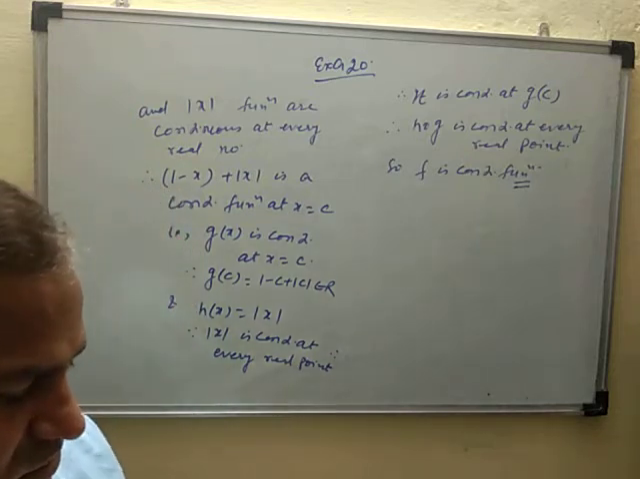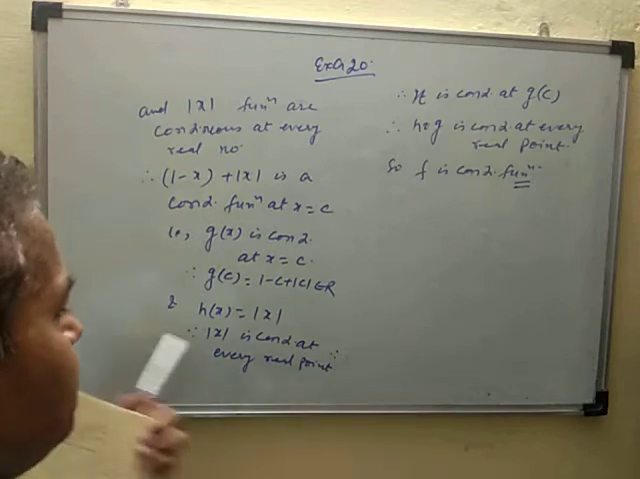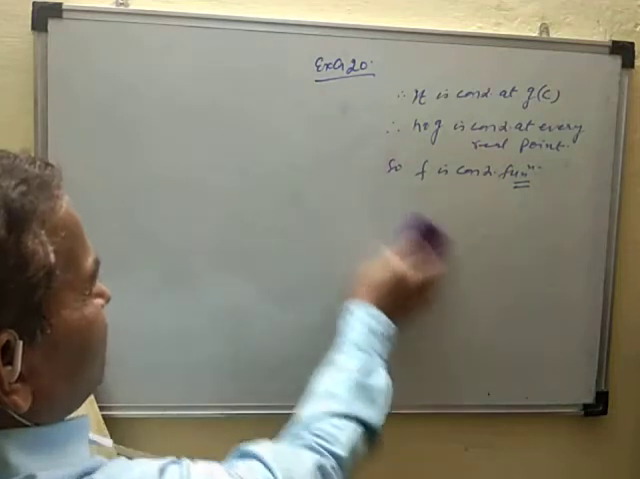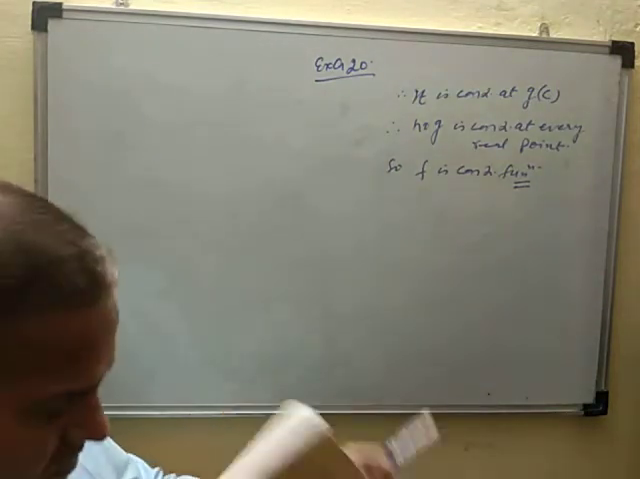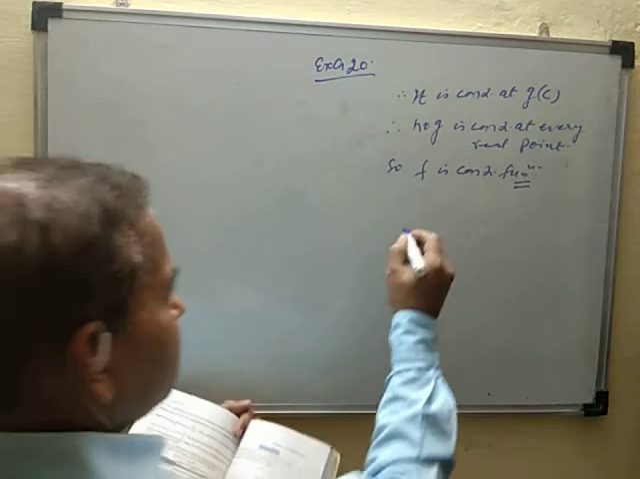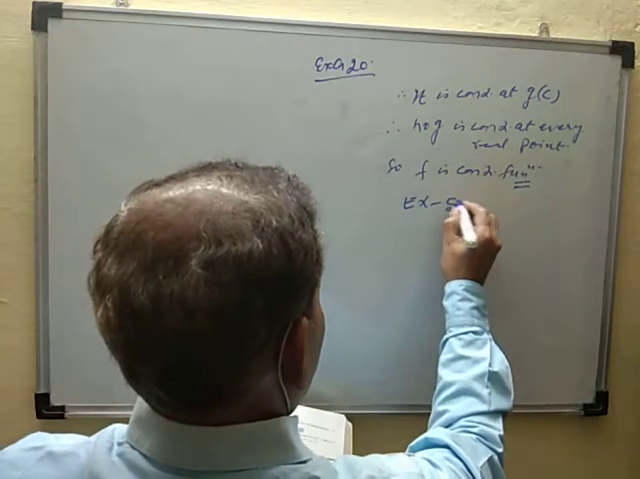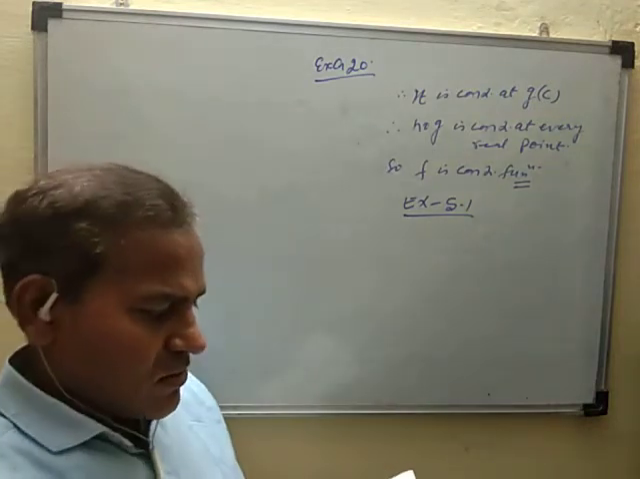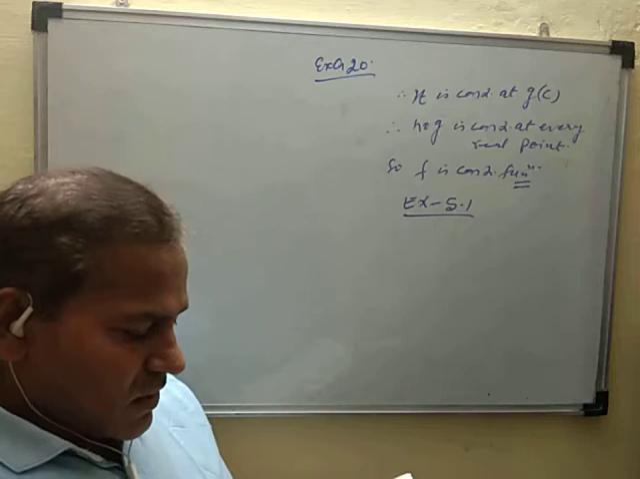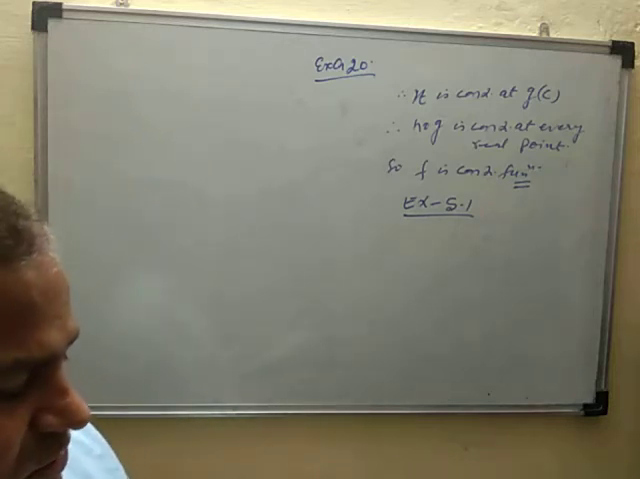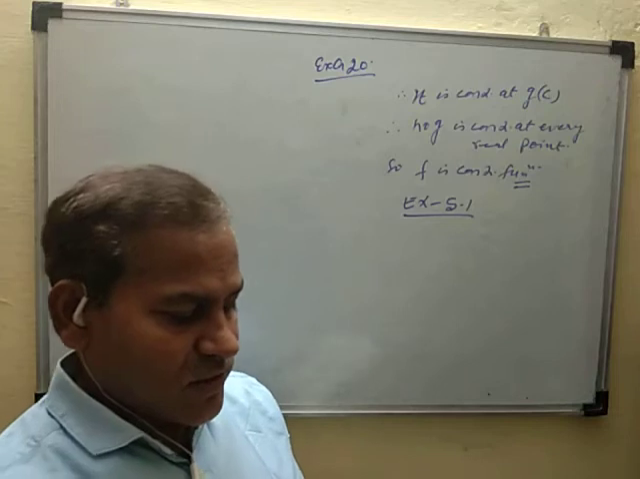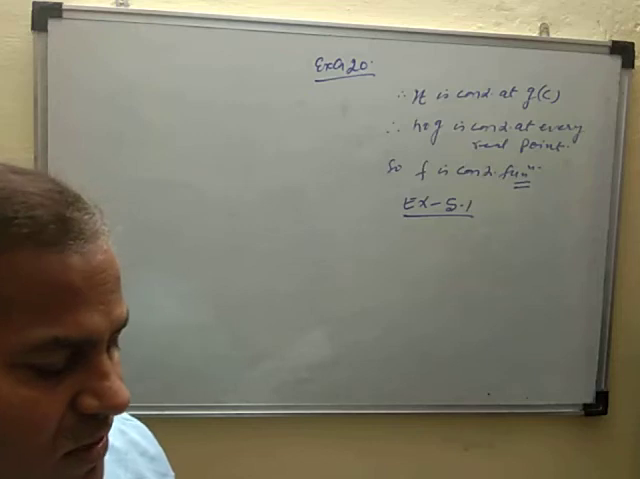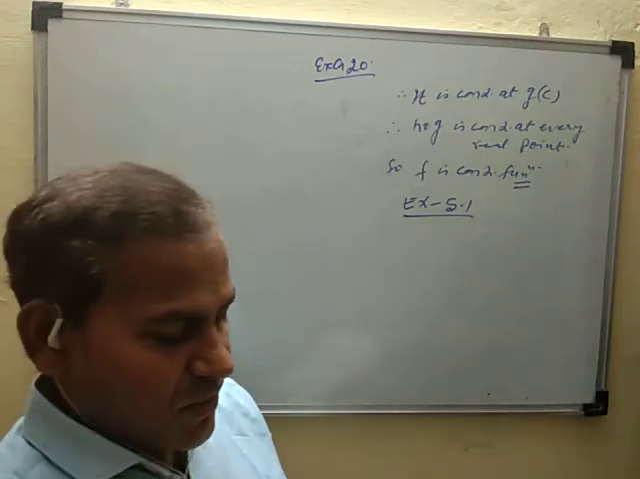Now, exercise 5.1. First question is, prove that the function f of x is equal to 5x minus 3 is continuous. Now you will show that the function is linear, so at every point it will be continuous.